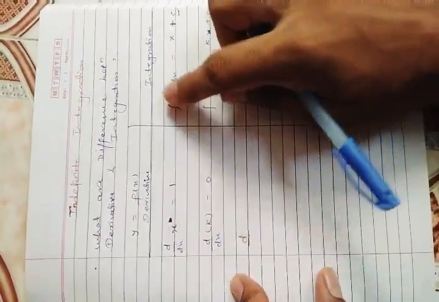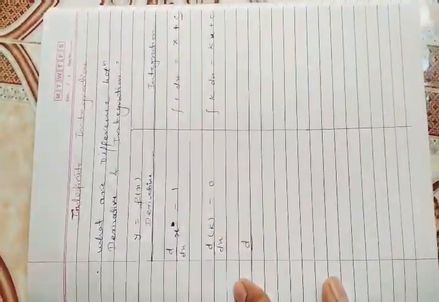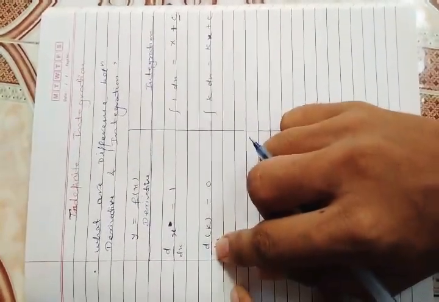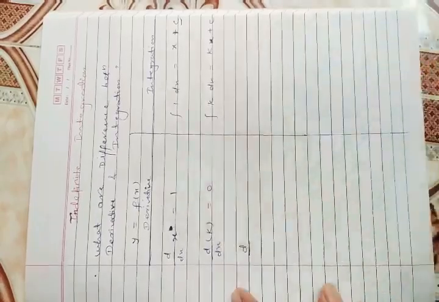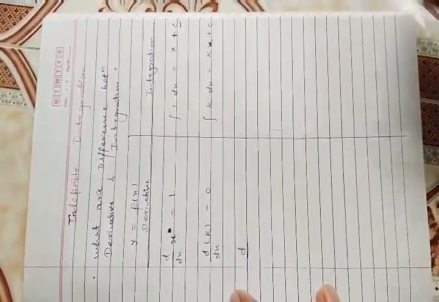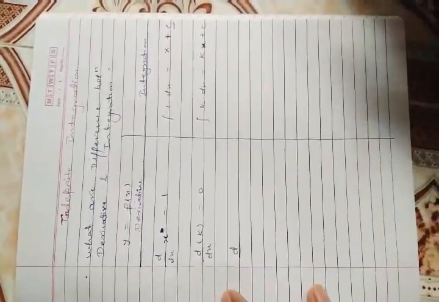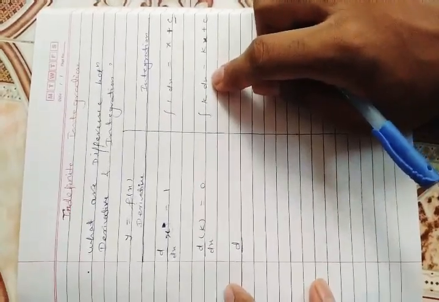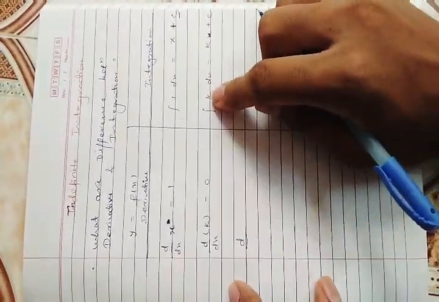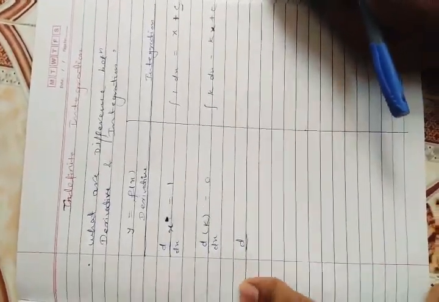The antiderivative, integration of 1, equals x plus c. c is an integral constant, and the derivative of a constant is 0. So if you have 1000, it doesn't matter; if you have any constant, the derivative is going to be 0. So the integration of a constant is k into x. k will stay outside, and the integration of 1 will be x, as you have seen in our result.